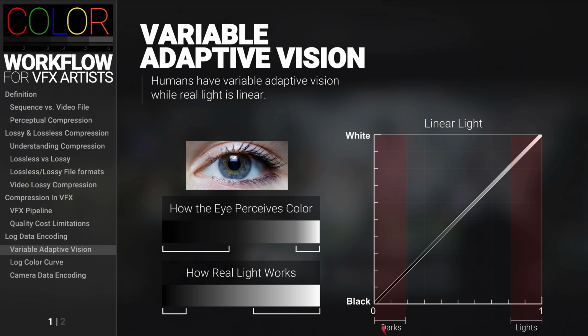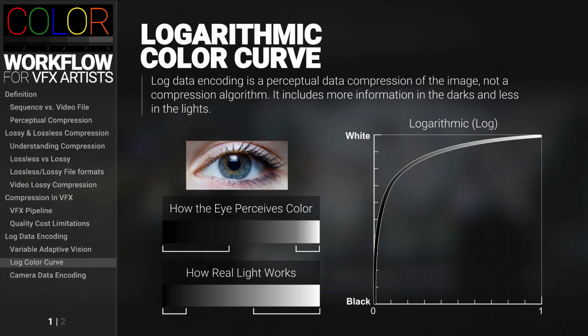So if we were to rewrite this color curve in a way that would better simulate human vision, what would that look like? This is where the logarithmic color curve comes in. If you take a look at the space on this color curve that occupies the dark areas versus the light areas, you'll see that this part of the curve has a lot more information, and the lights have a lot less information, which better simulates how the eye perceives light.